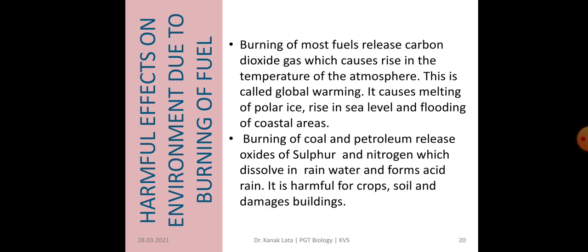Burning of coal and petroleum also releases oxides of sulfur and nitrogen. When these oxides of sulfur and nitrogen combine with rainwater, they form acid. When this acid falls on the crops, it harms the crops. Whenever it falls on soil, it pollutes the soil. Soil becomes more acidic, and it also damages buildings and some monuments.